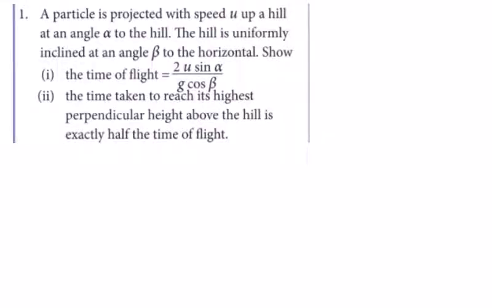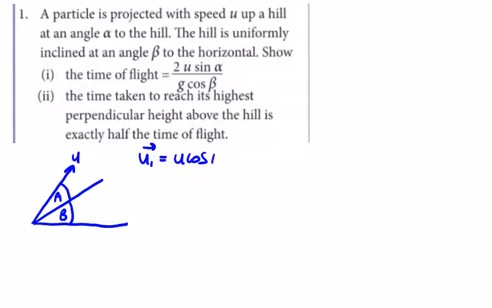Question 1 in 10b, we have a particle projected with speed u up a hill. So here's its speed u. It's being projected up a hill and there's an angle involved. The angle is beta to the horizontal and alpha to the hill. So my initial vector is going to be u cos alpha in the i direction plus u sine alpha in the j direction.